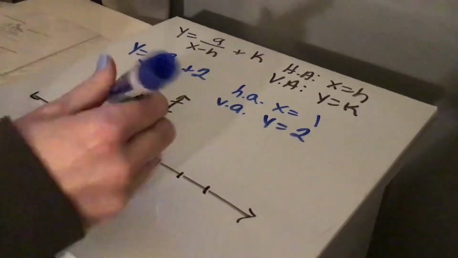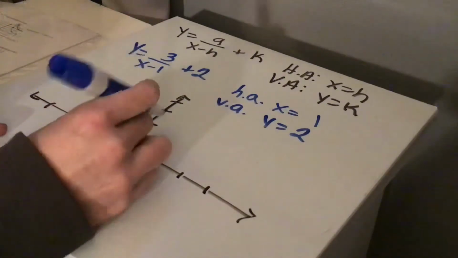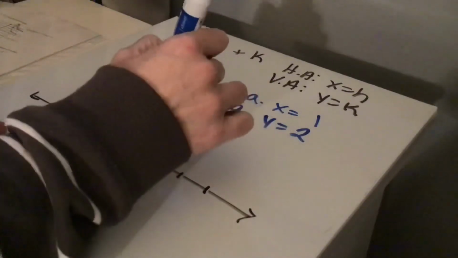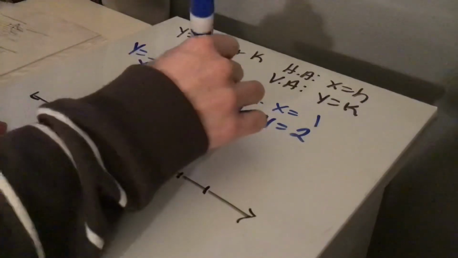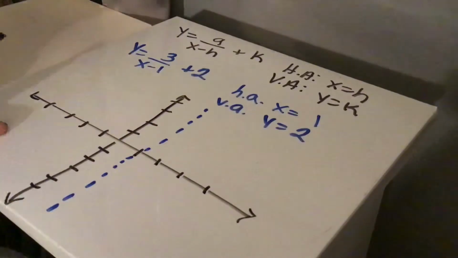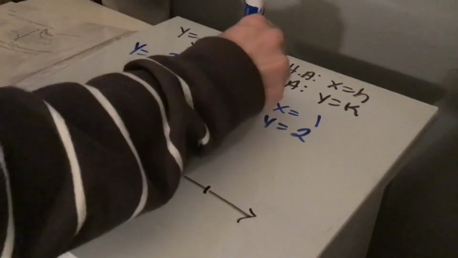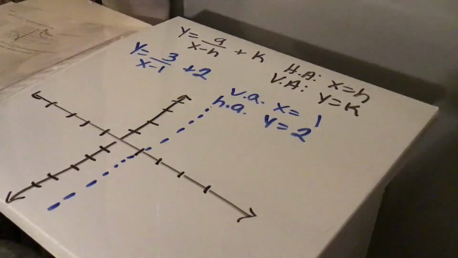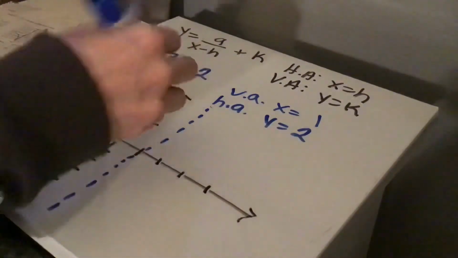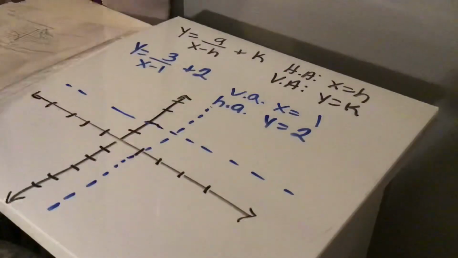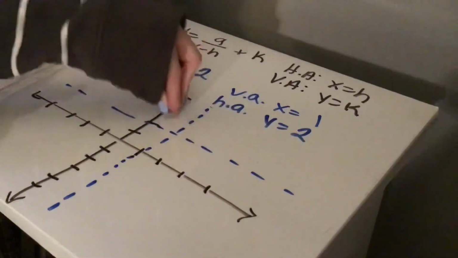Okay, so x equals 1 is here. I wrote those backwards all along. This is vertical and this is horizontal, sorry. And then horizontal would be up 2. So here is y equals 2. So now we have to decide if our branches are here, here, here, or here.